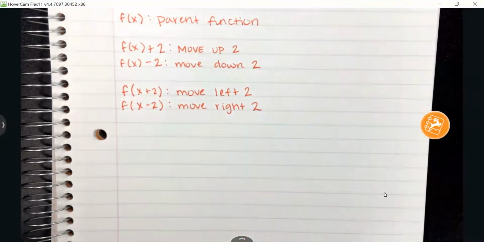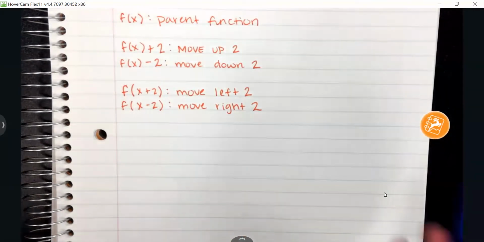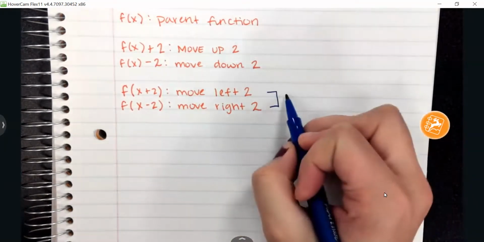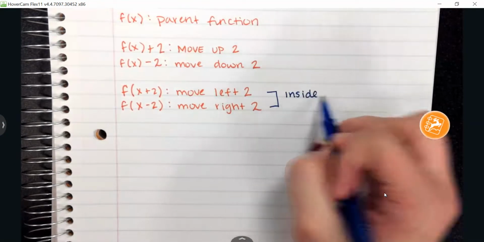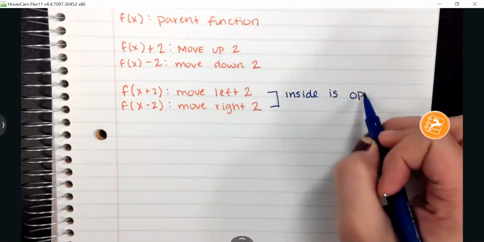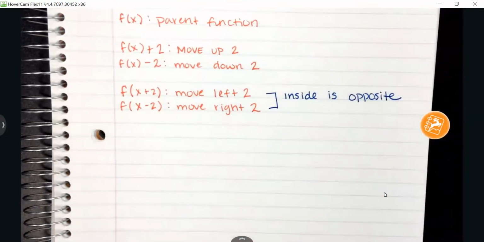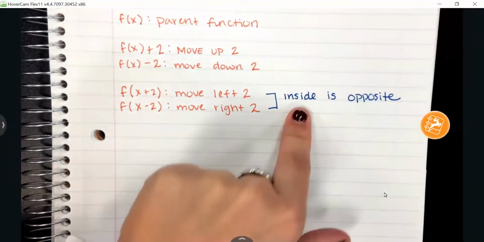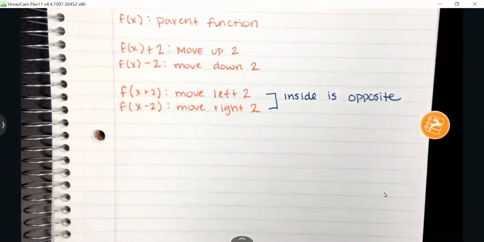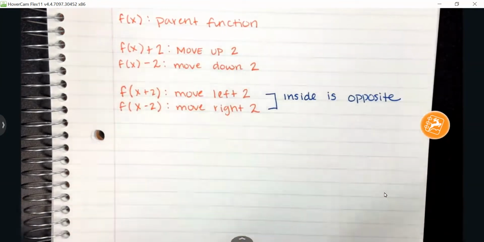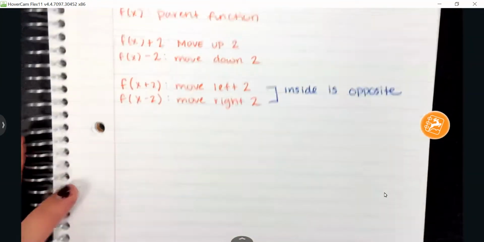And if you aren't listening, listen to this. These are the 3 most important words for transformation. Inside is opposite, always. We're going to do transformations for the rest of this school year. It's always going to be topic 2, okay? So transformations, topic 2, inside is always opposite. You're going to need those 3 words a lot today.